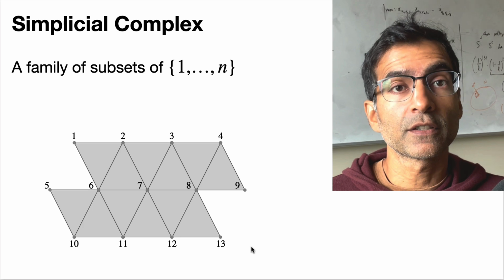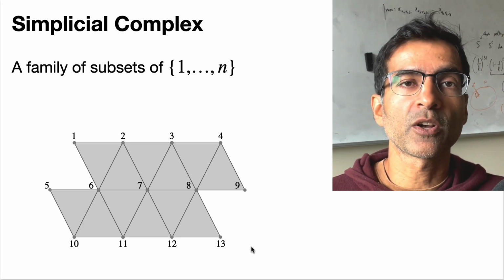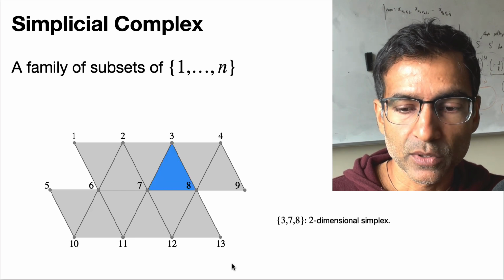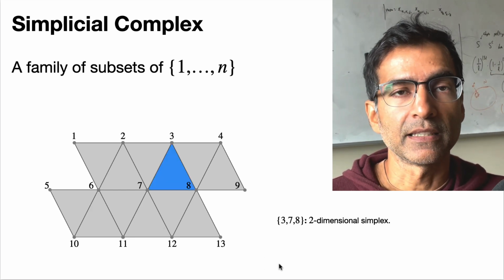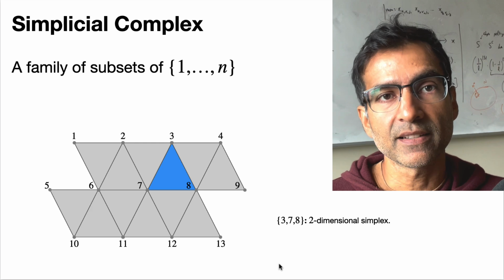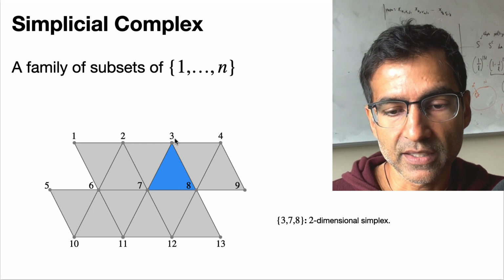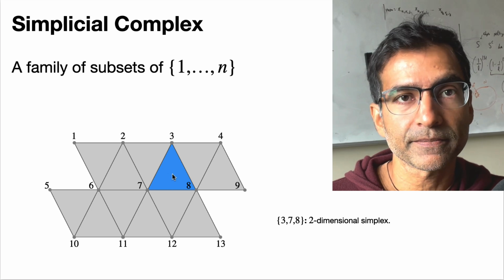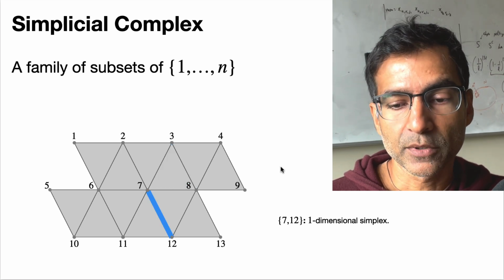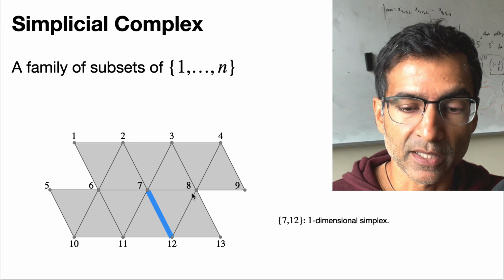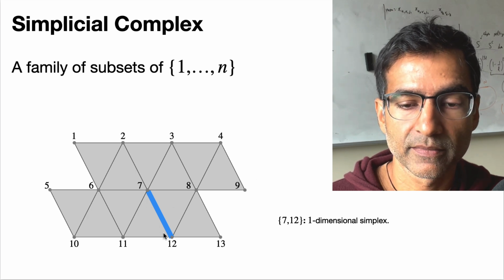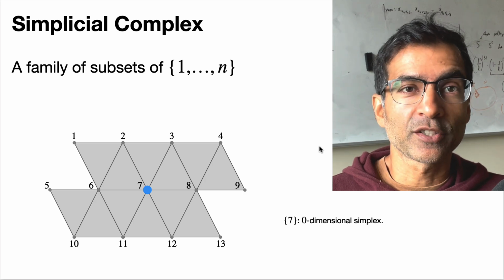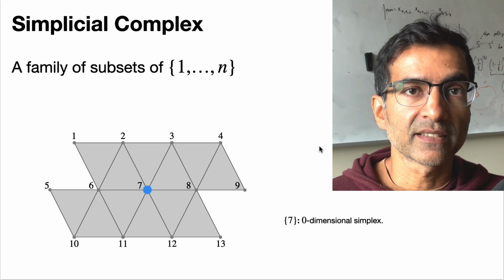And then it consists of a collection of sets, each of which corresponds to a region of space. Okay, so here's an example of a 2-dimensional simplex in this complex, and it corresponds to the set 7, 3, 8. Okay, so these 3 points span this 2-dimensional simplex. Here's an example of a 1-dimensional simplex. It's the one spanned by these 2 points. And finally, this is an example of a 0-dimensional simplex. It's specified by a single vertex in the picture.